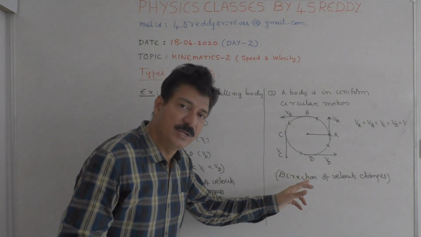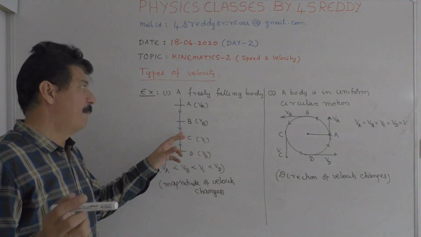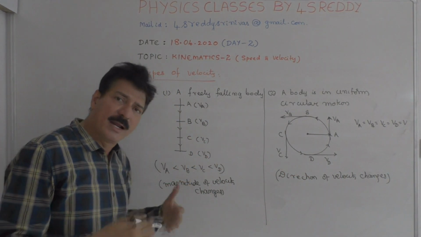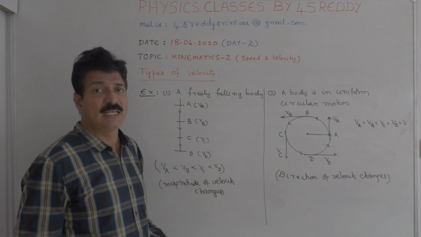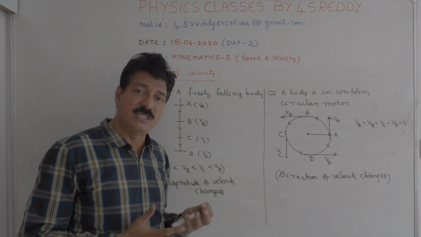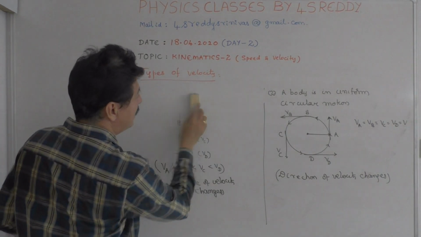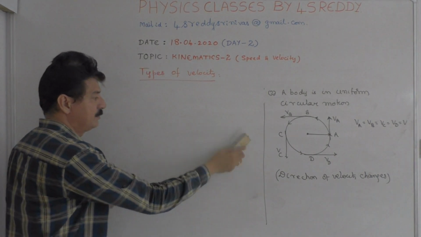A particle in uniform circular motion possesses non-uniform velocity. Similarly, a freely falling body or a body projected vertically. In both cases, the magnitude of velocity changes, but the direction of velocity remains the same. So it is also moving with non-uniform velocity. And there is another example in which both will change.